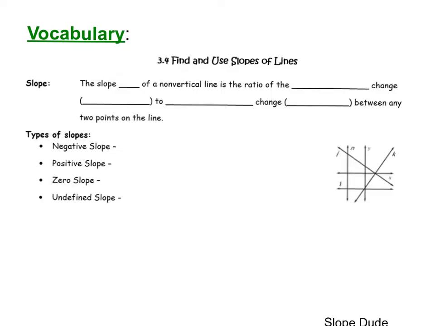So first let's think about how we define slope. The slope, which we use the letter M to represent, of a non-vertical line is the ratio of the vertical change, also known as the rise, compared to the horizontal change, also known as the run. So my basic definition is rise over run.